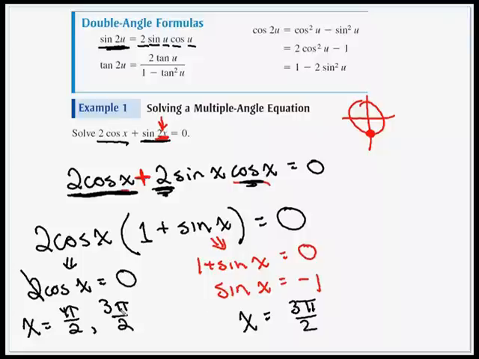And notice we have a repeating answer. We had 3/2 pi from the first term and 3/2 pi from the second term. We only need to list it once. And then, because we weren't on a restricted interval here, we have our pi over 2 plus 2 pi n, and then we have our 3 pi over 2 plus 2 pi n.